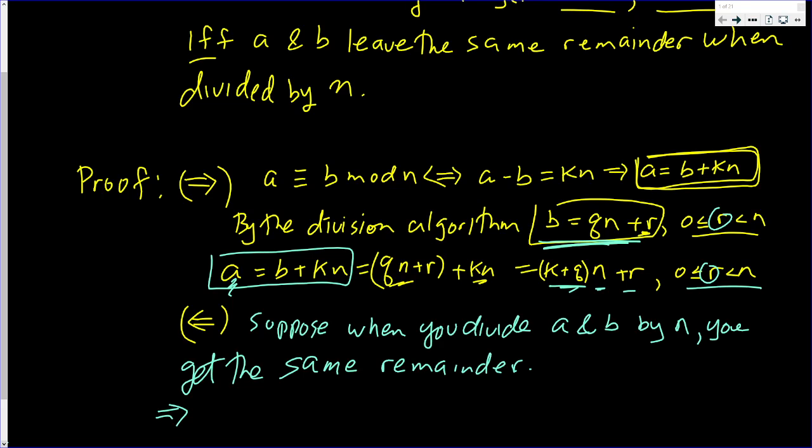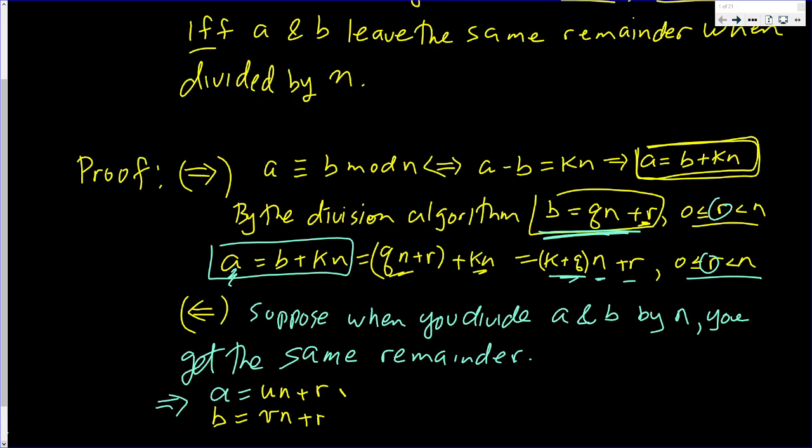Well, that implies that a is some multiple of n plus r, and b is a different multiple of n plus r. The remainders are the same because we're saying when you divide a and b by n, you get the same remainder. Well, what happens if you subtract? a minus b is un plus r minus vn plus r.